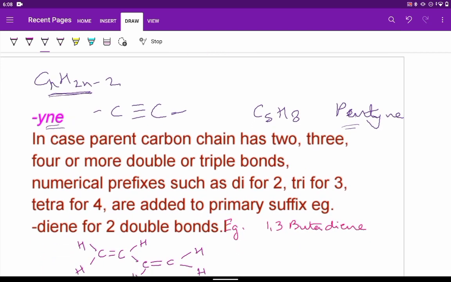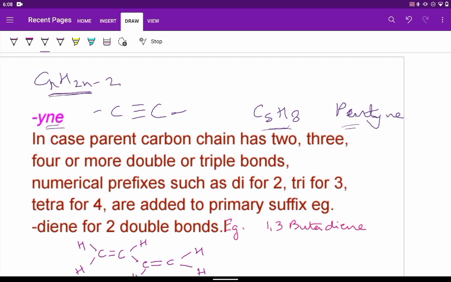CnH2n minus 2. So how can we calculate? You see C5H8. C5, put n as 5. So for C5, how many hydrogens should be there? Multiply 5 by 2, subtract 2: 2n minus 2. So 5 2s are 10, minus 2 is 8. So it is C5H8, pentyne.